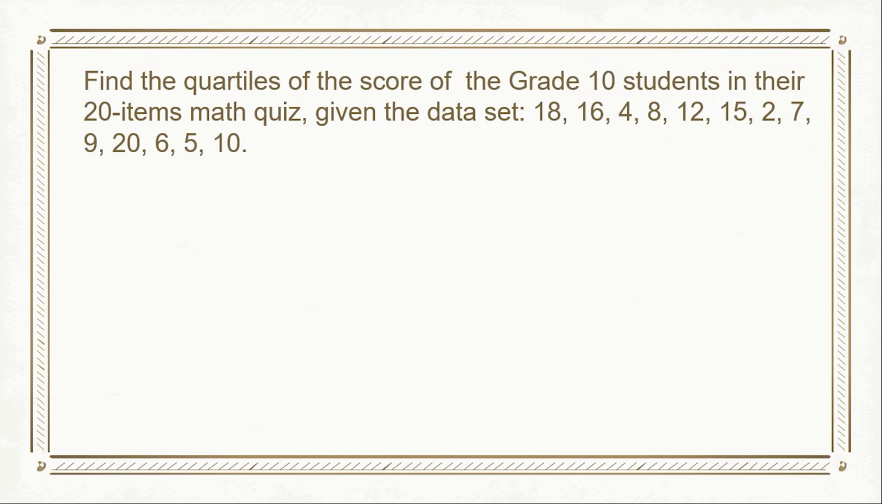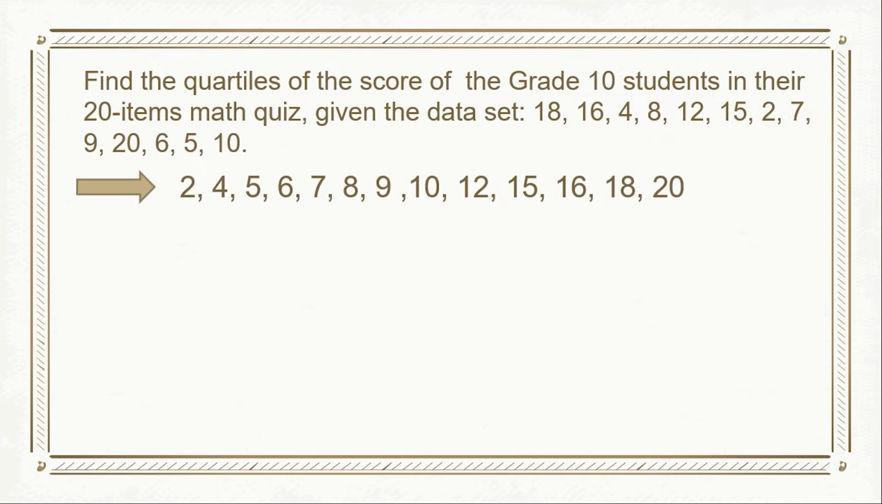Okay, so find the quartiles of the scores of the grade 10 students in their 20-item math quiz. Given the data set, we have 18, 16, 4, 8, 12, 15, 2, 7, 9, 20, 6, 5, and 10. So in here class, we need to arrange the values in ascending order, so from lowest to highest. Okay, so ano ba yung mauuna natin dito? Okay, so we have 2, 4, 5, 6, 7, 8, 9, 10, 12, 15, 16, 18, and 20.